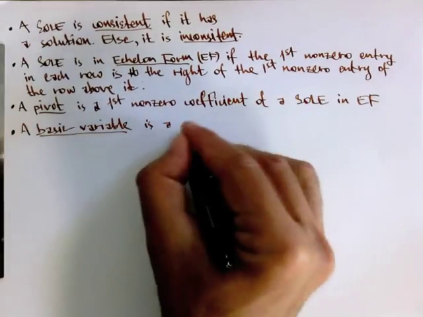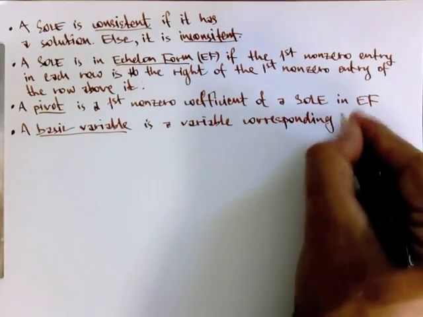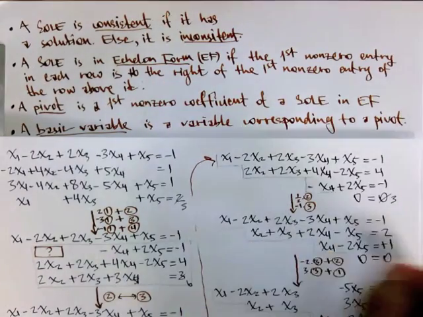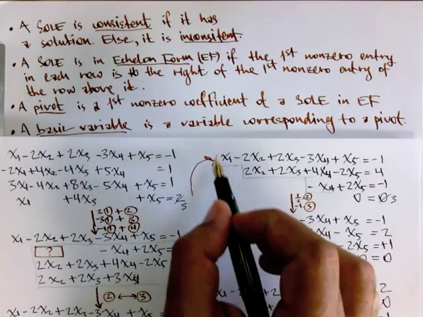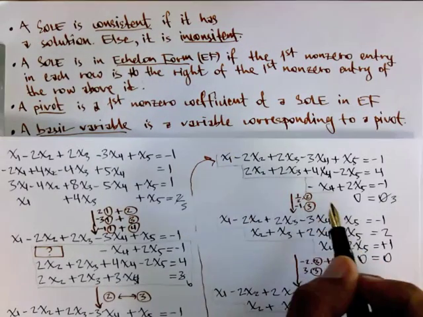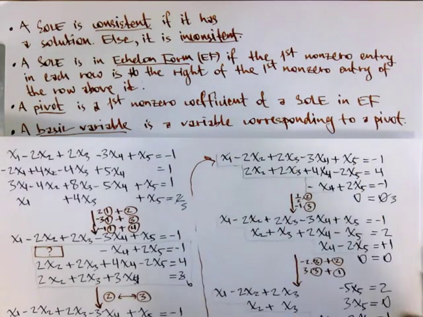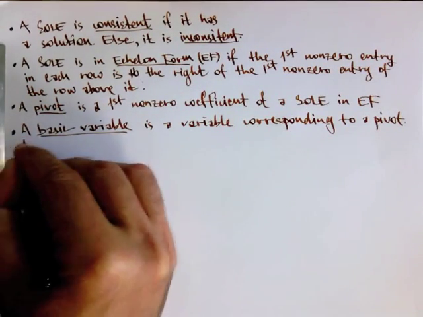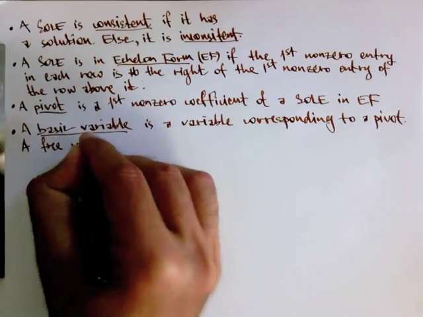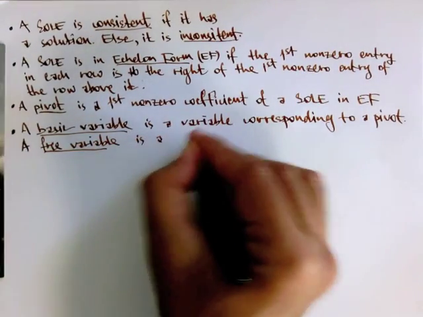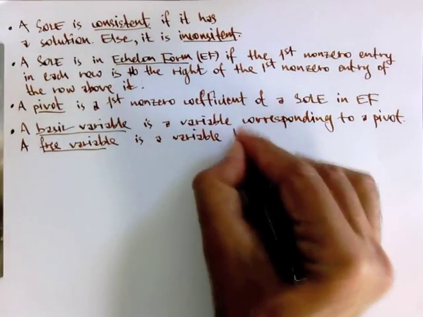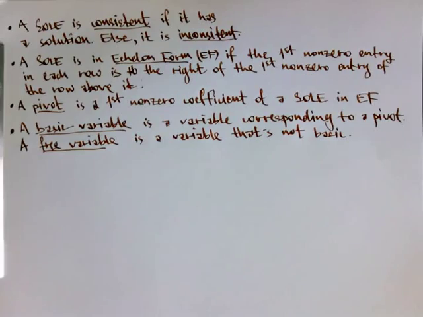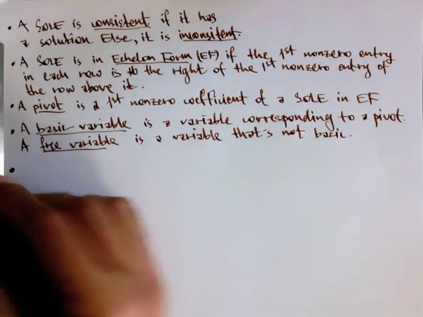Next, we define a basic variable as a variable corresponding to a pivot. Here we're in echelon form. Since x1, x2, and x4 correspond to pivots, they are the basic variables of our system. x3 and x5 have no pivots, so they're not basic. We'll call such variables not corresponding to pivots free variables. Note that basic and free are names we call variables regardless of the system being in echelon form or not, but we need echelon form to tell the variables apart.